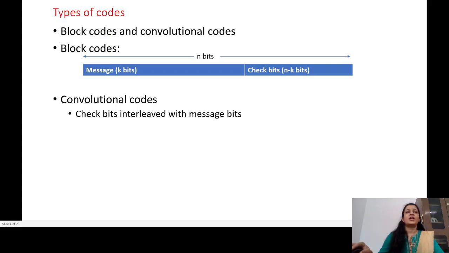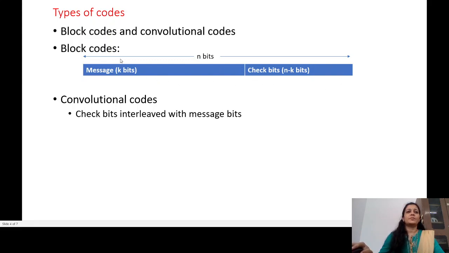So initially we are going to consider a message whose length is equal to k, and then a part of your code word will have check bits also, which are generated by the channel encoder. So if I consider that n is the length of a block code, among those n bits, k bits are the message bits and the remaining n minus k bits are nothing but the check bits.